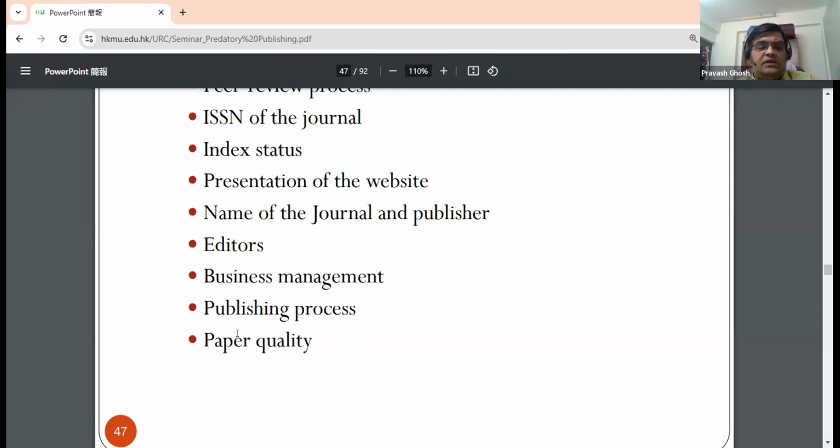Publishing process. So what is the publishing process? Paper quality. How will you check the paper quality? As I told you yesterday, you have to go to the archives. Every good journal, whether it is Scopus, Web of Science, even UGC, will have something called archives or previous issues. The name might be different, but archives means previous papers. Just go to the previous papers, and as researchers you can understand whether the quality of the papers is good or bad.